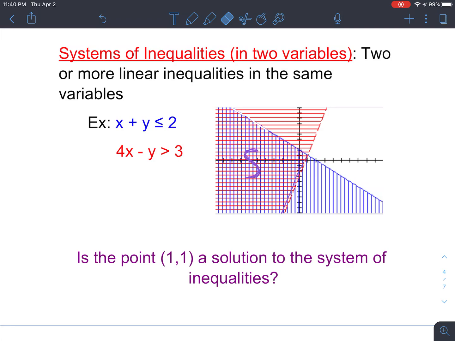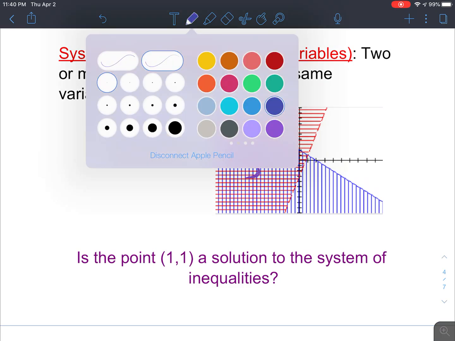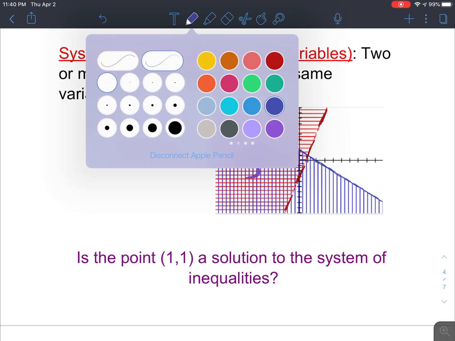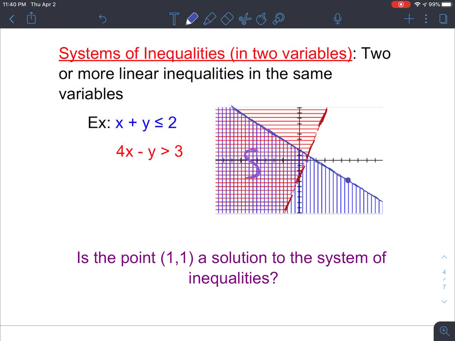Now, I do have a question, something we haven't talked about yet. What about the points that fall exactly on the line? I'm talking about these points right here on this solid blue line and these points right here on the dashed red line, right? Well, we know that points on a solid line are solutions. So if I am here on this blue line, I am a solution to the blue inequality.